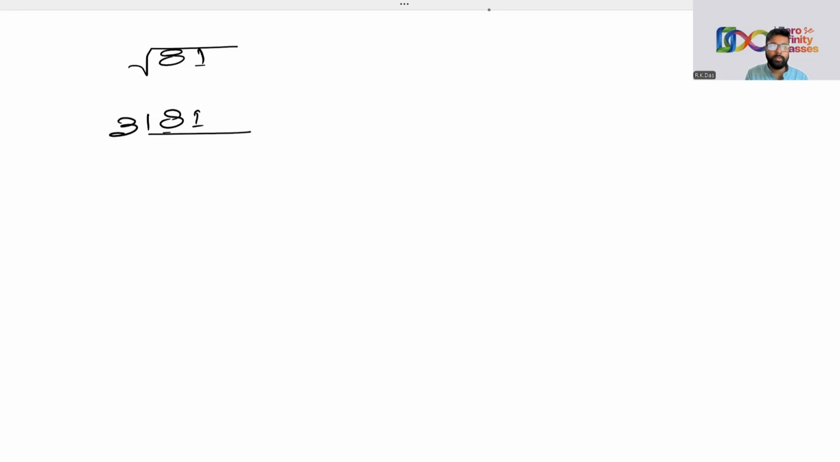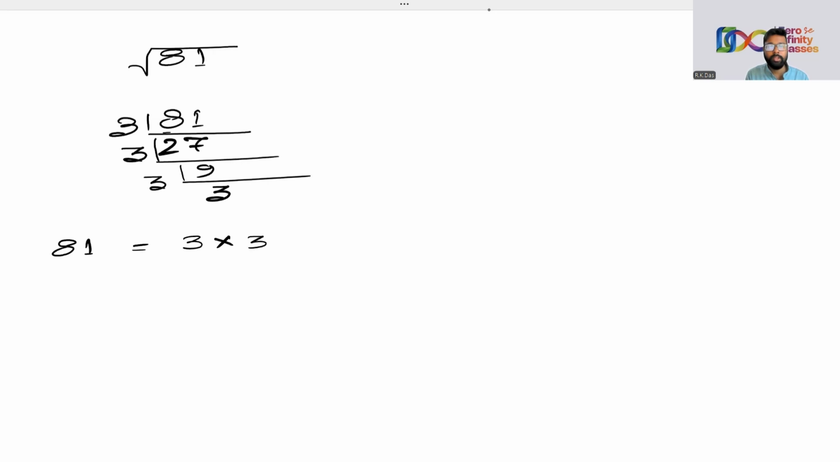3 twos are 6, 2 in hand, then 21. 3 sevens are 21. Then again 3, 3 nines are 27. Then 3, 3 threes are 9. So we can say 81 can be written as 3 into 3 into 3 into 3. That means in 81 we have four 3s. So let me write again, square root of 81.